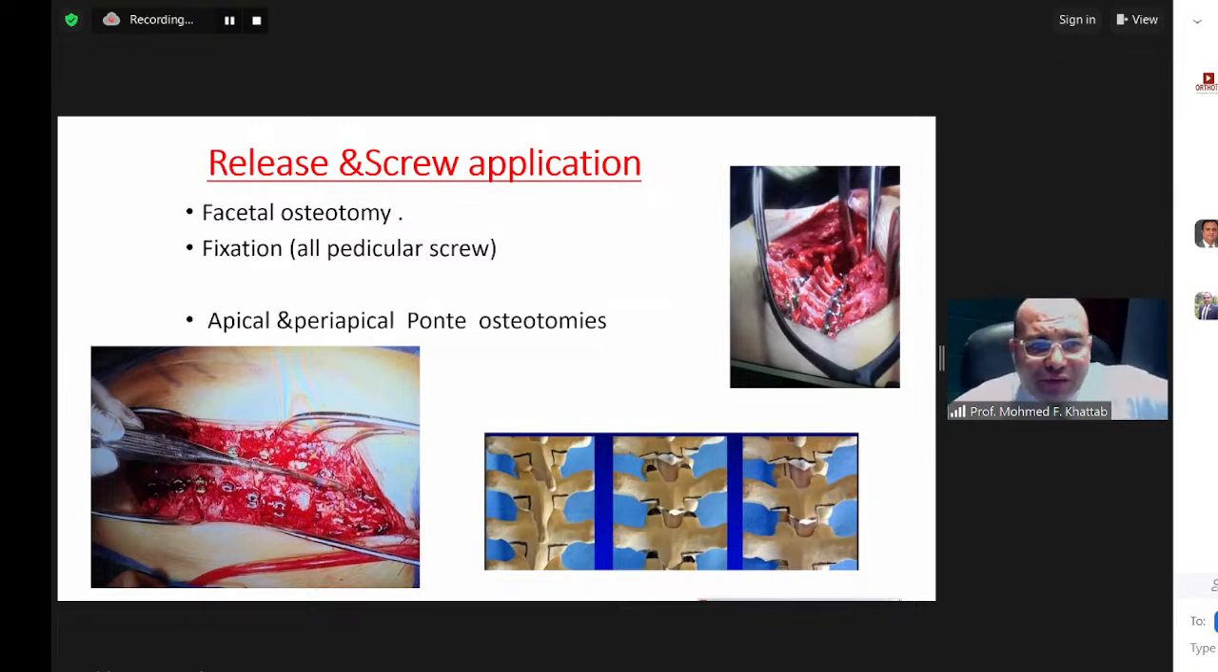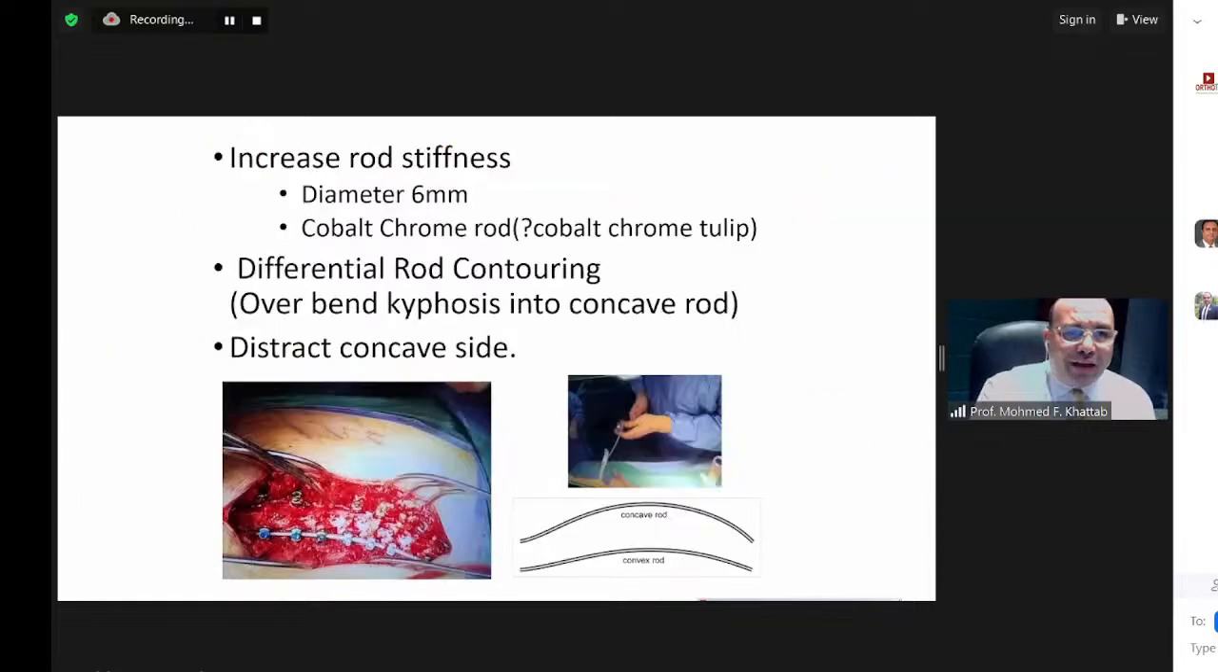Why could we achieve this? Not only because of the facetectomies and the Ponte osteotomies, but also due to the fixation, all pedicle screw constructs, and the periapical and the apical Ponte osteotomies. By this means we increase the flexibility of the curve, and we could correct the sagittal, coronal, and the axial profiles. And of course, there are some tips while doing these osteotomies in spine scoliosis deformity.